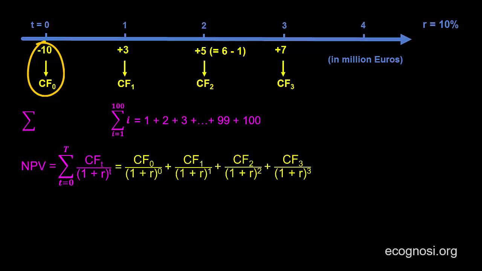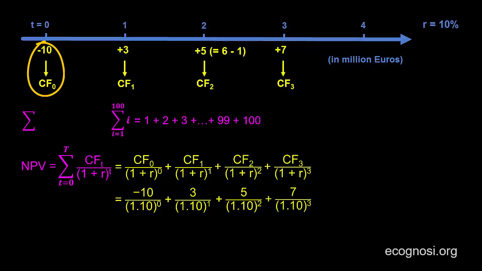Now let's replace our cash flows and r with their actual values. This gives us minus 10 over 1.1 to the 0th. Remember, any number raised to the 0th is 1, so this is just minus 10 over 1, plus 3 over 1.1 to the first, plus 5 over 1.1 squared, plus 7 over 1.1 to the third. And this is exactly what we did a couple of videos before to arrive at the net present value. This equals minus 10 plus 2.73 plus 4.13 plus 5.26 for a final value of 2.12 million euros. So our formula works just fine.